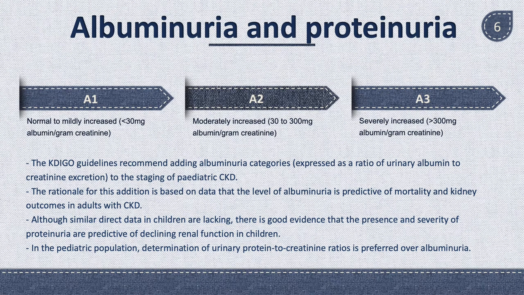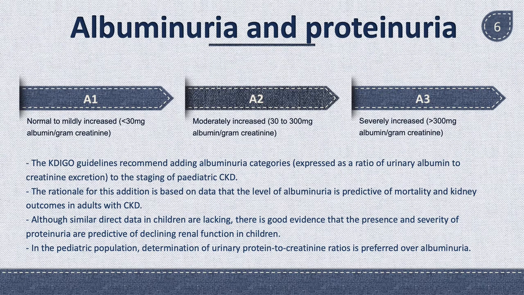Furthermore, the guidelines recommend adding albuminuria categories, expressed as a ratio of urinary albumin to creatinine excretion, to the staging of pediatric CKD. The rationale for this addition is based on data that the level of albuminuria is predictive of mortality and kidney outcomes in adults with CKD. Although similar direct data in children are lacking, there is good evidence that the presence and severity of proteinuria are predictive of declining renal function in children. In the pediatric population, determination of urinary protein to creatinine ratios is preferred over albuminuria.